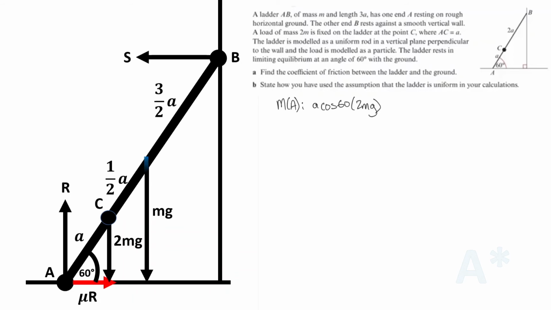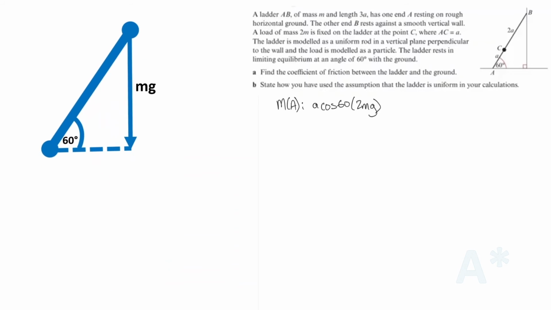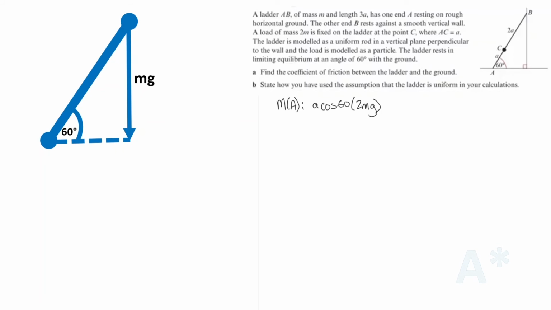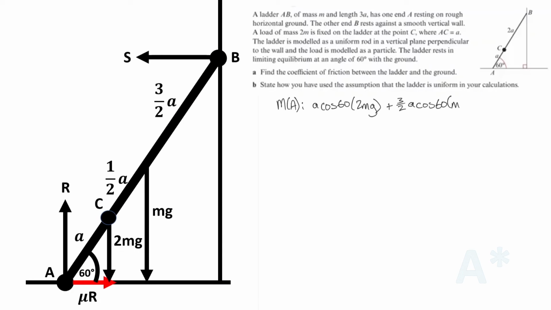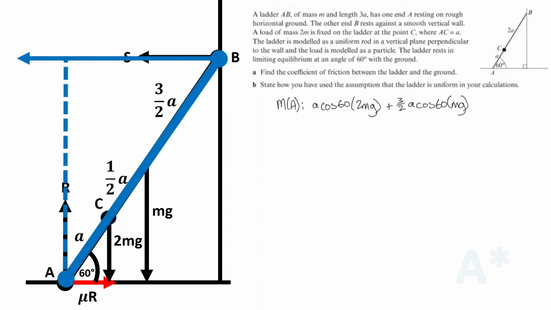We'll move on to the second force. We're looking at mg. The distance along the ladder is 3 over 2 A. The dashed distance, the perpendicular distance, is going to be 3 over 2 A cosine 60. And we'll multiply by mg to make it a force. So these were the two clockwise moments. Now we're going to add in the anti-clockwise moment.